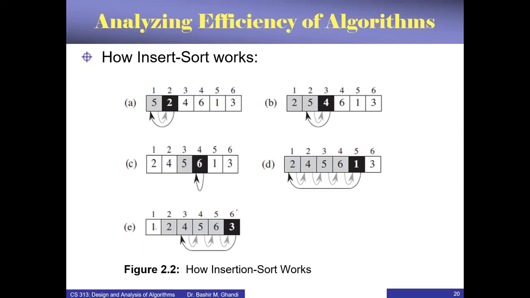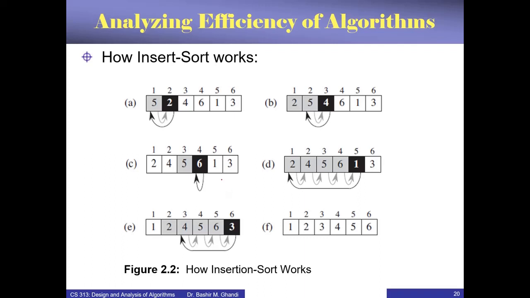And the final step is for j equal to 6, which is the length of the array. We pick the element 3 and try to insert it in the correct place. It is going to end up here between 2 and 4. So the final answer is, as you can see here.